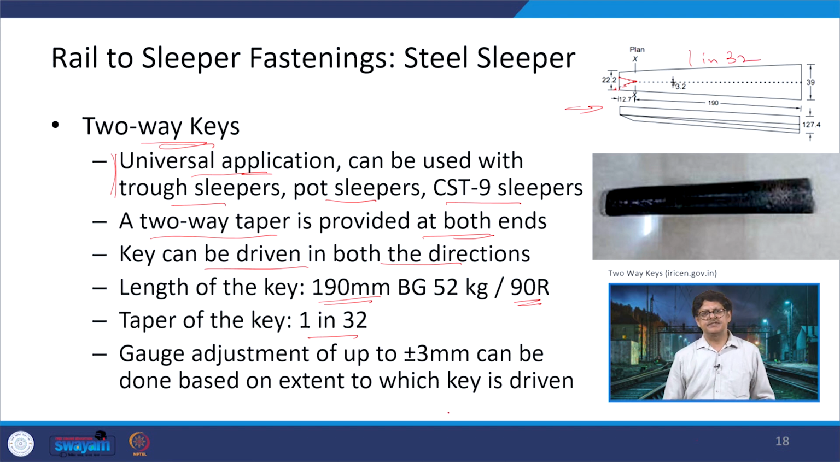There is a gauge adjustment of up to plus or minus 3 mm, and this can be done based on the way this key is being driven. So, you are driving this key. Up to what particular level you have driven, on the basis of that this particular tolerance can be adjusted. If it is not getting adjusted at this point, maybe it can get adjusted here or here. Depending on that, it is being inserted.